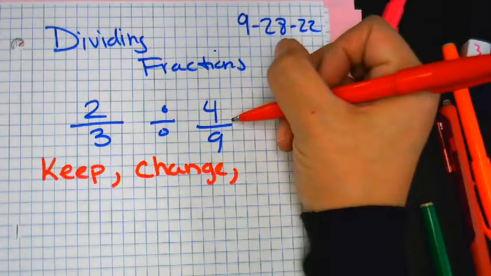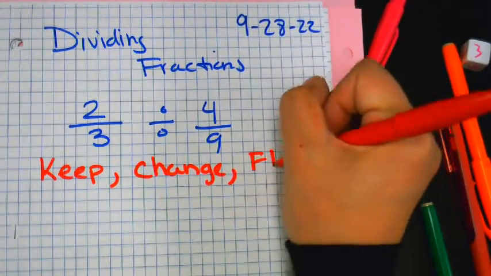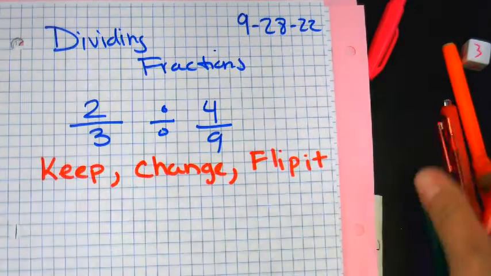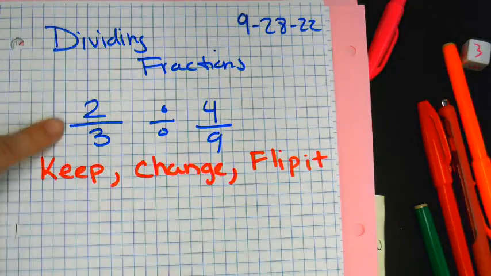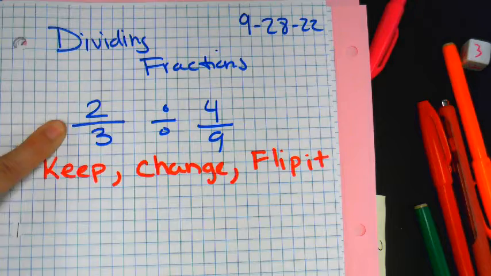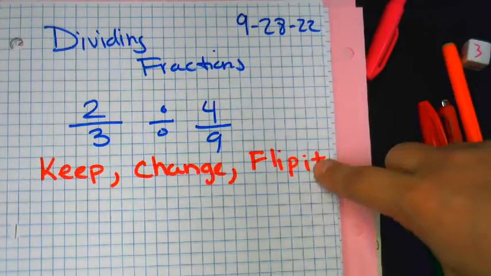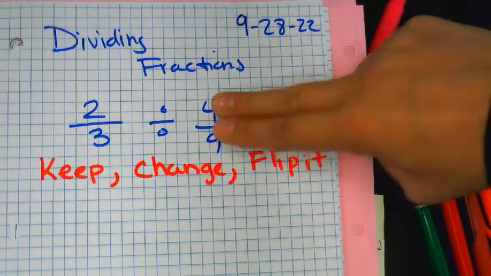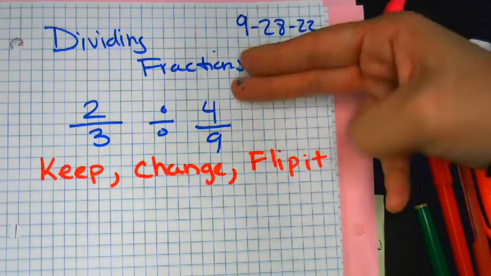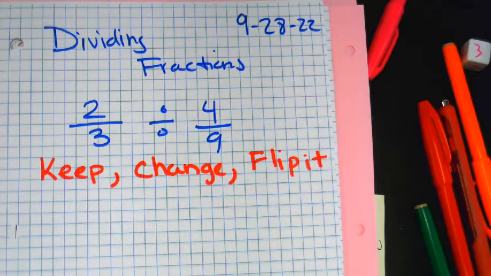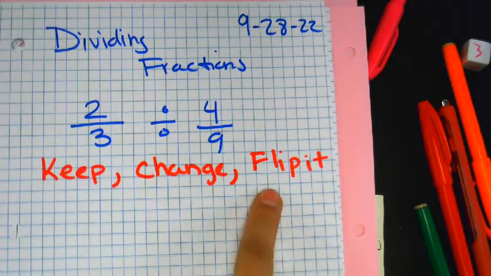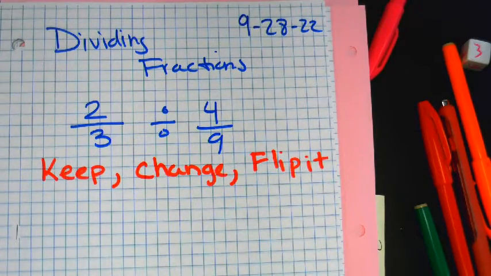And then we're going to what is called flip the second fraction. So you're going to keep the first fraction, change division to multiplication, and you literally flip the fraction. So, 4 over 9 turns into 9 over 4. I literally said that. Flip it would be confusing if you actually flipped it like a 3.